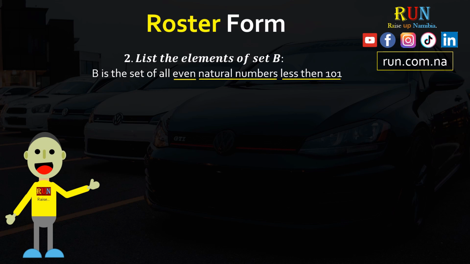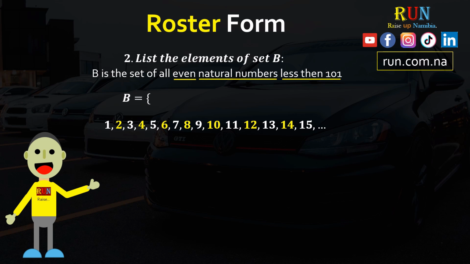So when we start listing, we say B is the set of what elements? So let's see. In the description there, we have natural numbers, right? So let's write down the natural numbers. And then you ask yourself, in these natural numbers, which ones are even numbers? So let's just highlight them like that. And then the even numbers is the 2, 4, 6, 8, 10, and so forth, right? So now you ask yourself, which ones are less than 101?